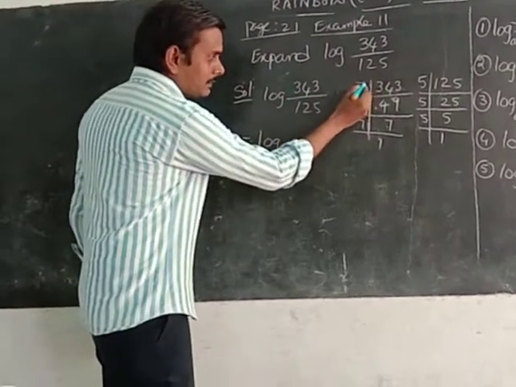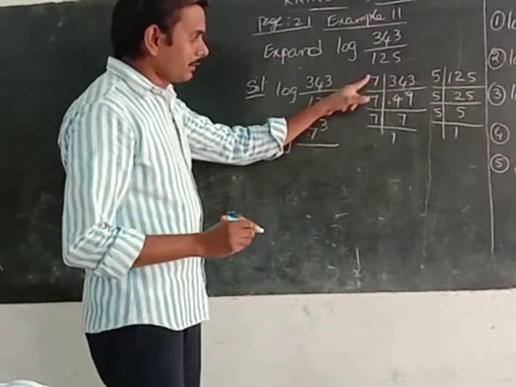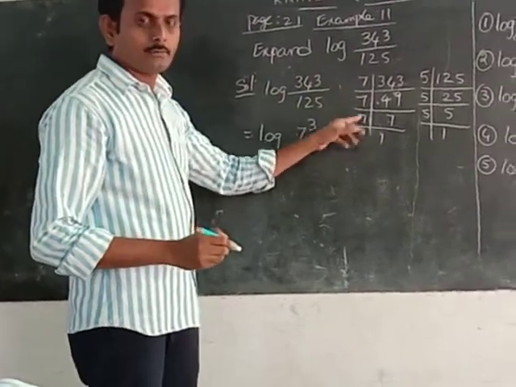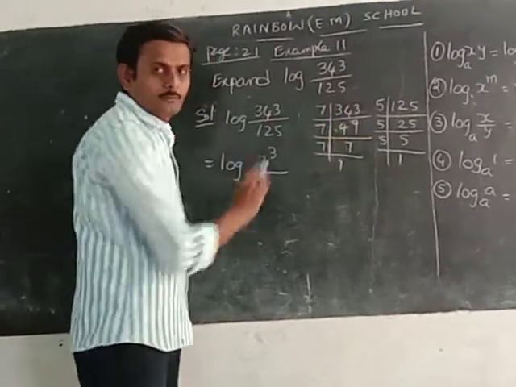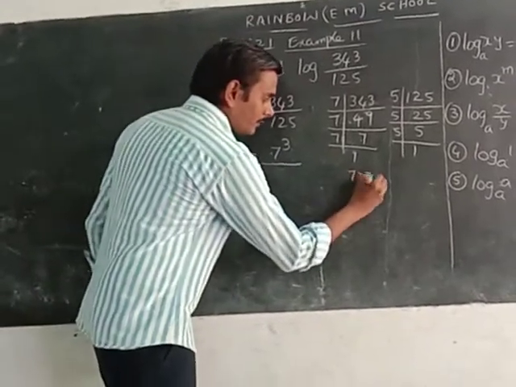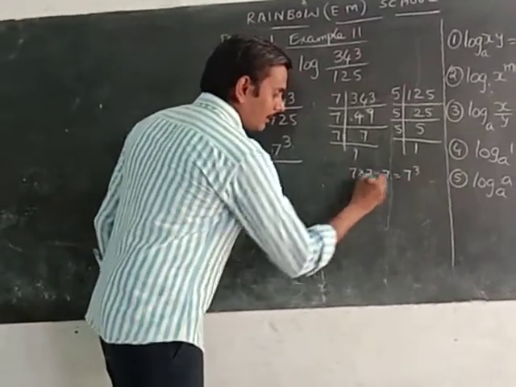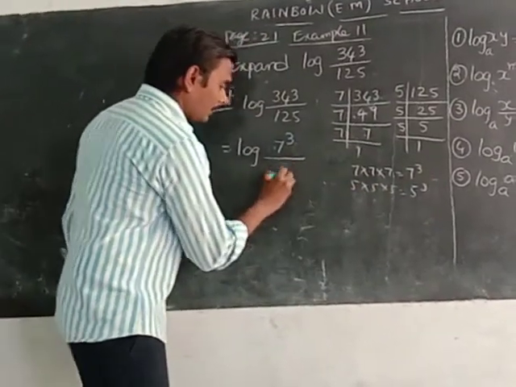We can write 343 as 7 power 3. 343 is 7 into 7 into 7, that means 7 power 3. 125 we can write as 5 into 5 into 5, which means 5 cube. 7 into 7 into 7 equals 7 cube. 5 into 5 into 5 equals 5 cube.